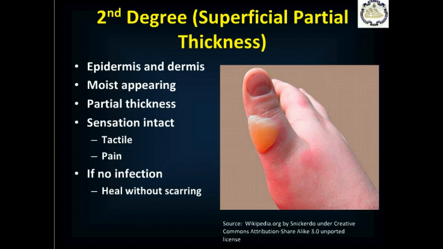Second degree burns are typically divided into superficial and deep partial thickness burns. They go through the epidermis, the outermost layer, and the dermis, but not all the way through the dermis, so the underlying tissue is burned as well. These are moist appearing burns, and they're partial thickness. They're not complete thickness burns. The sensation is intact, so they can feel light touch in the area of the burn, and it's very painful. And as you can see from this picture, the big thing that differentiates this from a first degree burn is the presence of blistering, because you've burned all the way down to the dermis, so fluid collects between the epidermis and the dermis. If there's no infection, these typically heal without scarring.